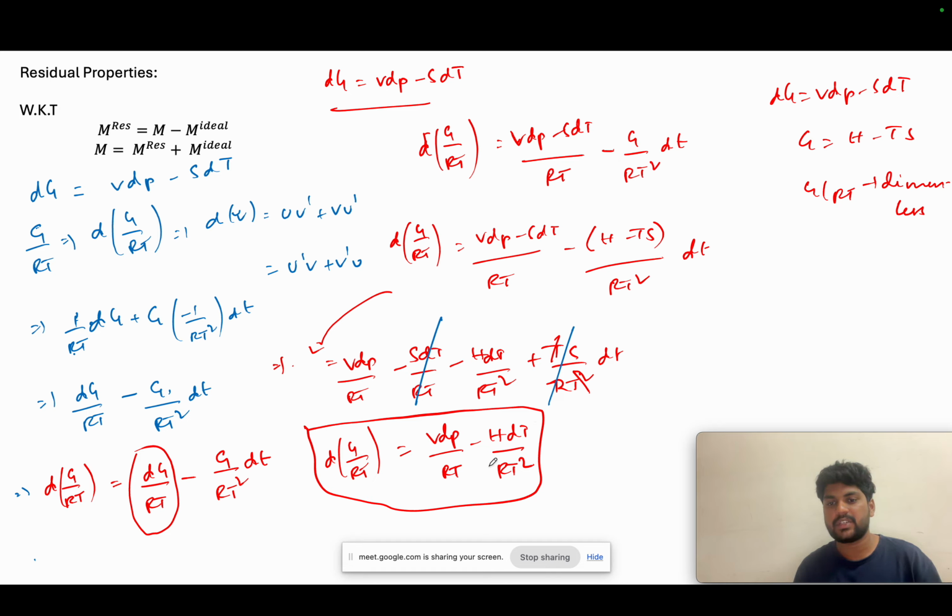Any doubts in this equation, how we got this equation? I will explain it again if you have any doubts. So now we got the dimensionless number g by RT as a function of dP by P comma T.